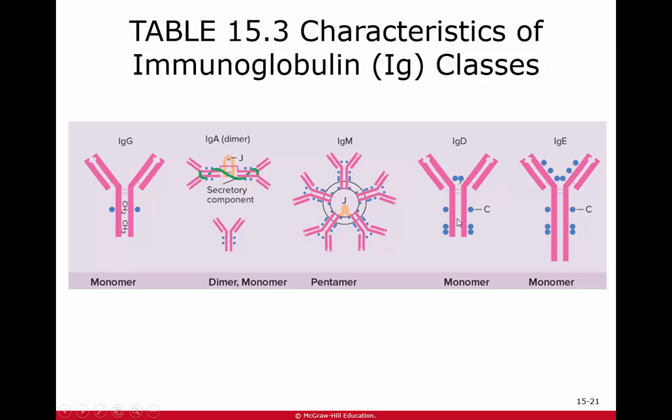This one, IgD, is just a receptor for the antigen that's on B cells, and it's got the 2 binding sites. And the last one, IgE, also has 2 binding sites. It's the least common, and it's involved in your allergic reactions and your parasitic worm infections.